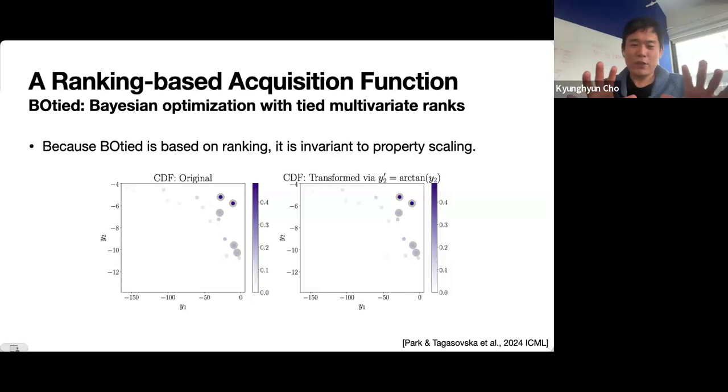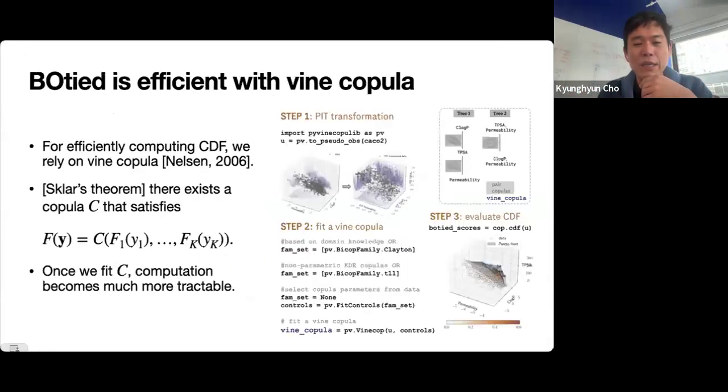Now, at this point, if there is any statistician in the room or somebody who's been working with the cumulative density function, they'll just raise their hand and ask me, but how do you actually estimate the CDF? Because that sounds like an even more difficult problem than finding the Pareto frontier. It turned out that we can rely on the pretty old concept of the copula and the Vine copula in order to very efficiently estimate or approximate the CDF.